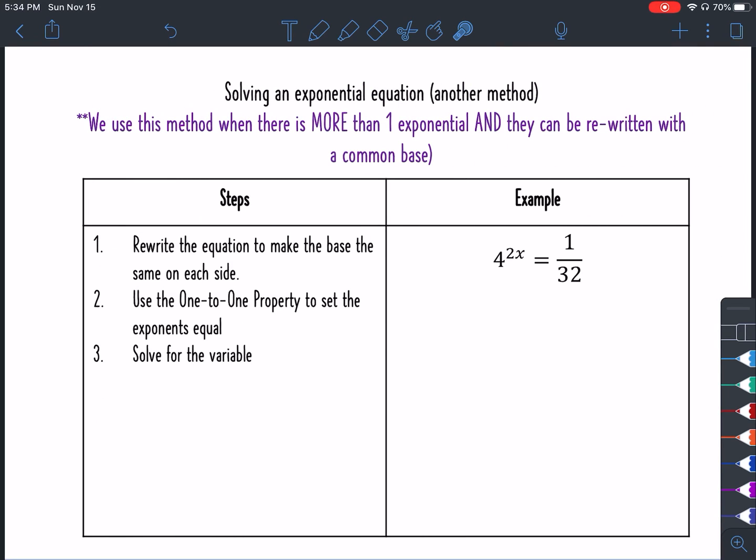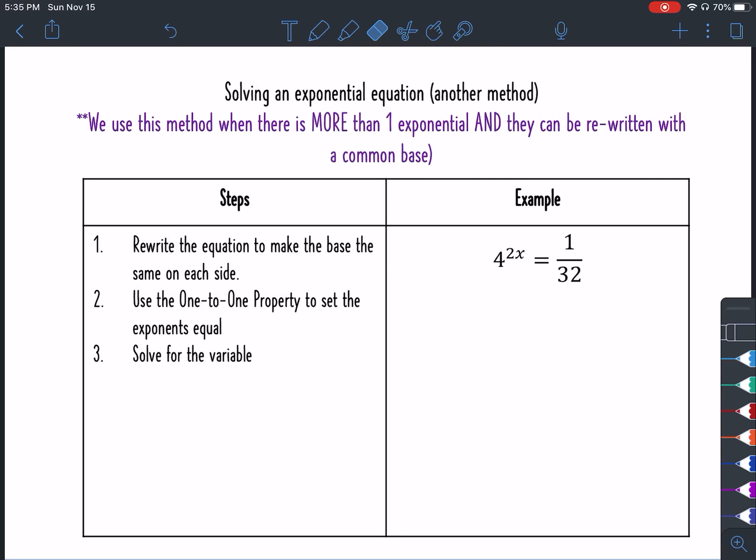So this method, once again, you can see we still have an exponential. I just put this up here that we use this method when we have more than one exponential. So oftentimes you'll see something like 4 to the 2x equals 32 to the 8x plus 5. And I could have done that one because we would have actually had an exponential on both sides, but this was the problem I had, so I just went with it. But we're going to see how we can actually rewrite 1 over 32 to be an exponential. But either way, if you have an exponential on both sides, or if you have numbers that you know can be rewritten with the same base, that is what this method is for.